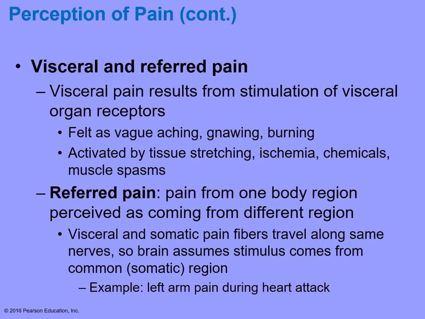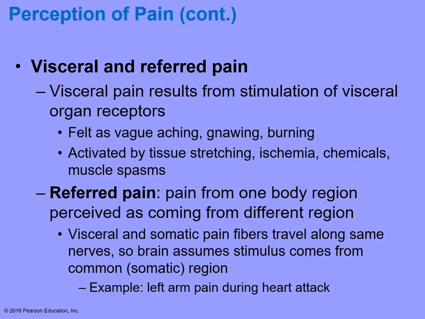Visceral and referred pain. Visceral pain is coming typically from smooth muscle, abdominal muscles, etc. Typically, you don't feel it as a sharp pain. It's more of just kind of a burning, vague, achy feeling. It's often triggered because of tissue stretching. Maybe there's muscle spasm. Maybe there are chemicals.